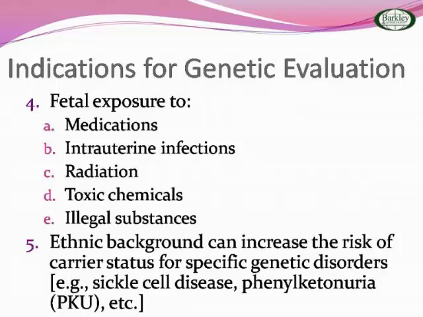So when we go on, we think about indications for genetic evaluation: fetal exposure to medications, intrauterine infection, radiation, toxic chemicals, illegal substances, also ethnic background. As we know, for example, sickle cell disease, usually populations of color, African American, Mediterranean descent, and so forth, typically have a higher prevalence. Guess how high it is? The prevalence of sickle cell, which I'm going to go over, so don't get worried if I give you a little term here, but I like to use this in terms of perspective. 1 in 400. That's pretty prevalent.